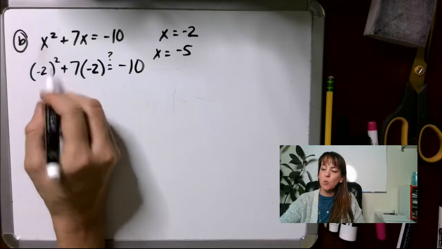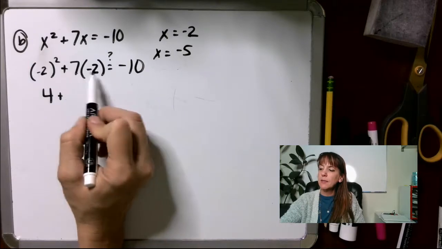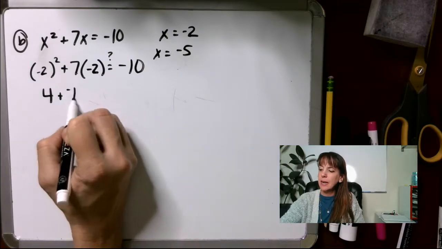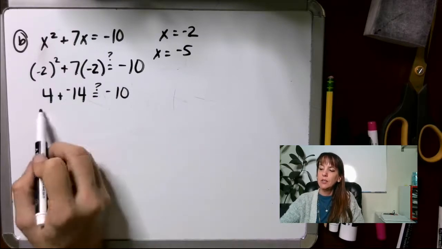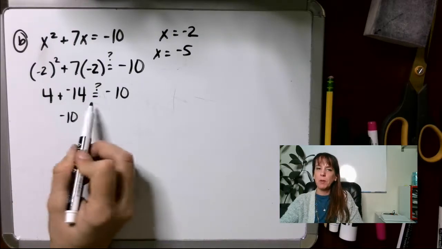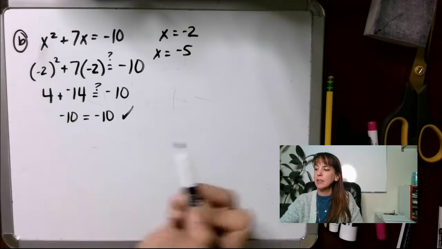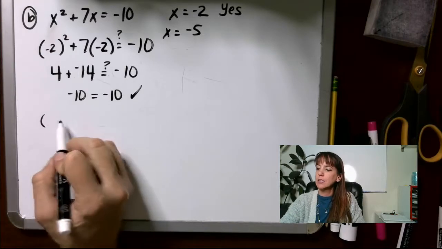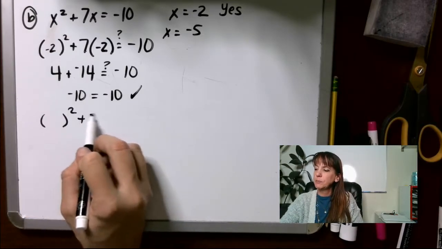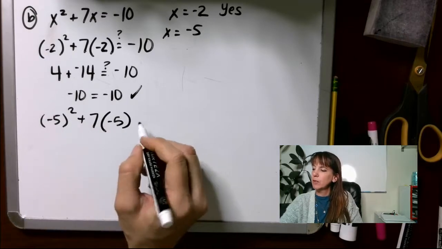All right, so quantity negative 2 squared is 4 plus 7 times negative 2 is negative 14. Does that equal negative 10? Sure enough, 4 plus negative 14 does equal negative 10. So yes, this is a solution. Now you're going to do the next one. Let's repeat our bubbles. Might as well just fill it in there as I'm going along.